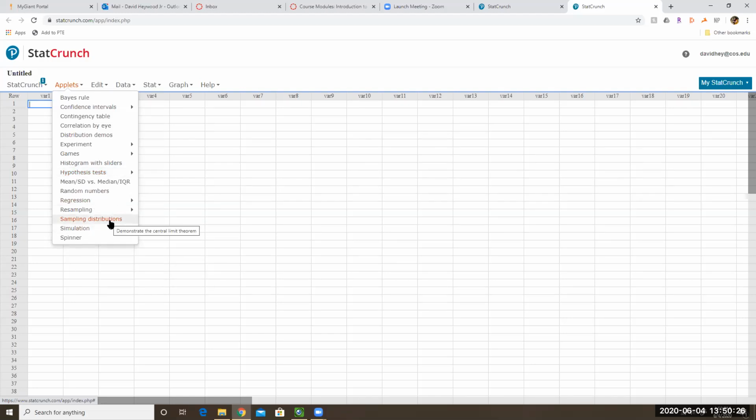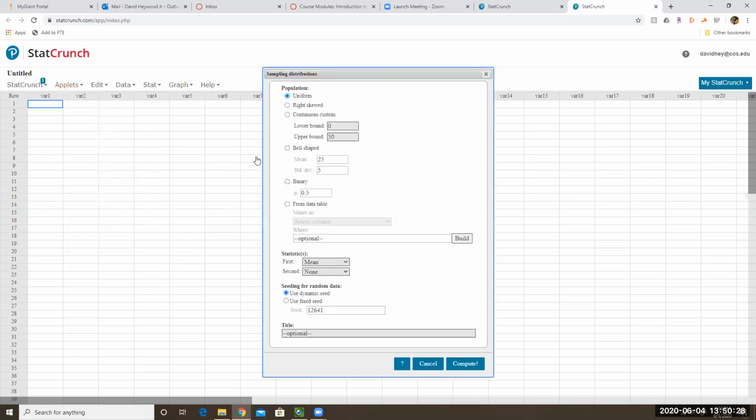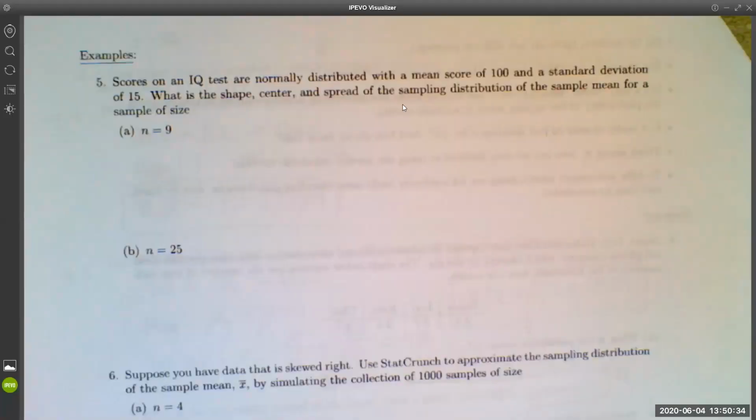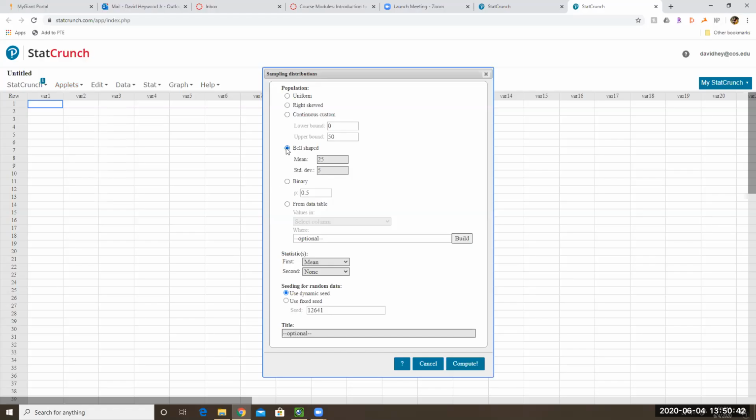Anyway, we go to Applets and then sampling distributions. And I want a bell-shaped distribution to start with, because the problem says that IQ scores are normally distributed. So I'm going to start with a normal distribution, in other words, a bell-shaped distribution. It says that they're normally distributed with a mean of 100 and a standard deviation of 15. So I'm going to do that to set up my simulation.